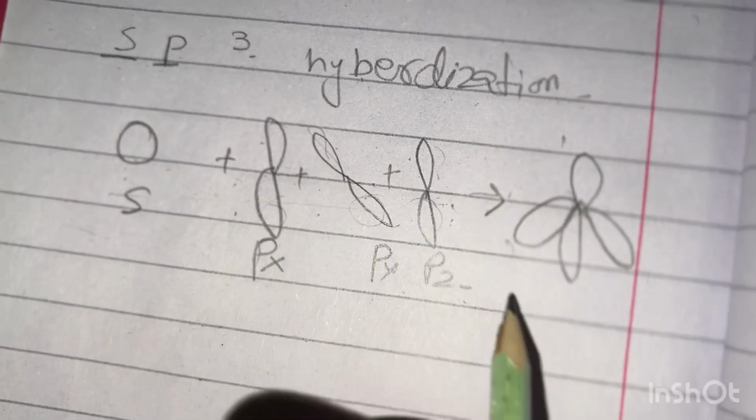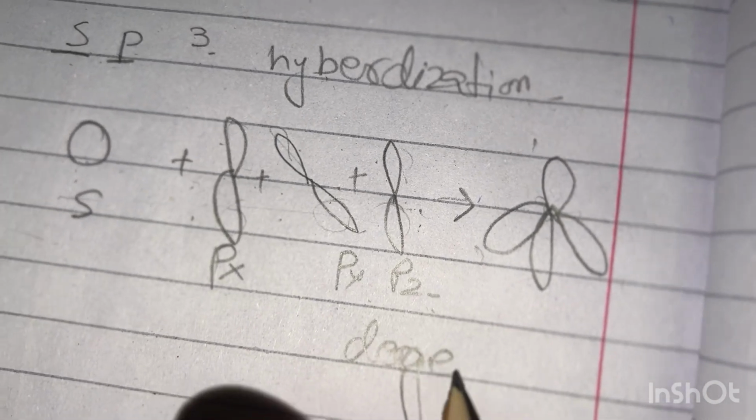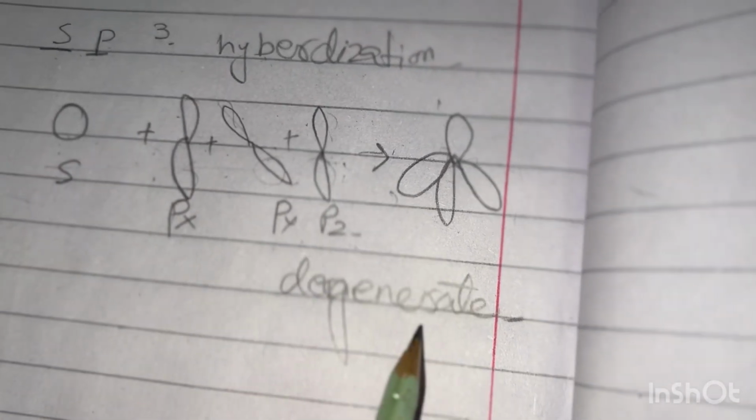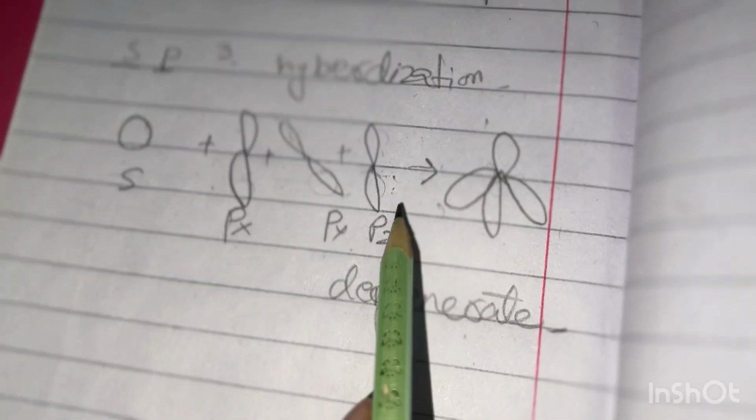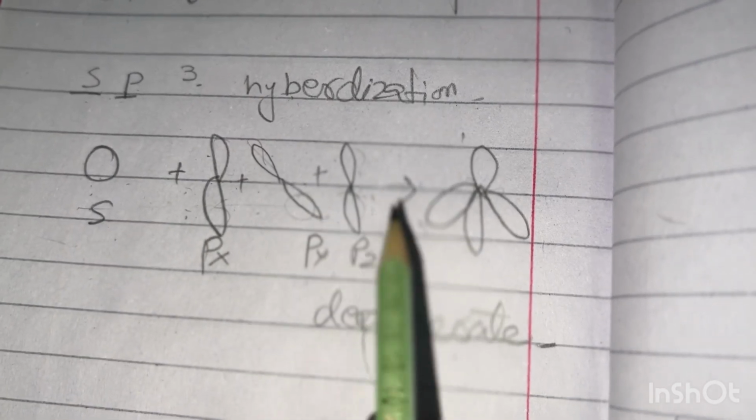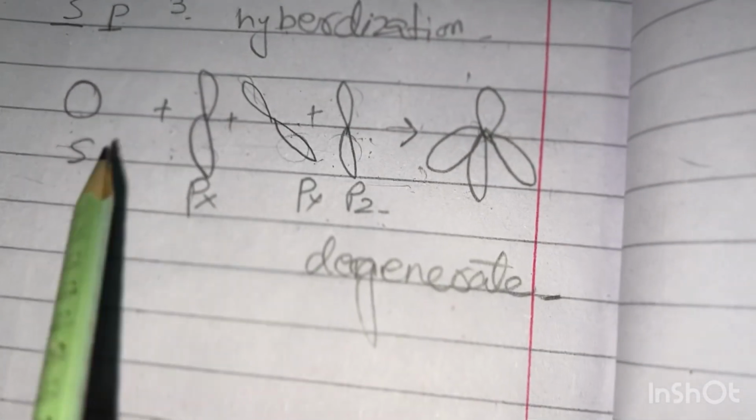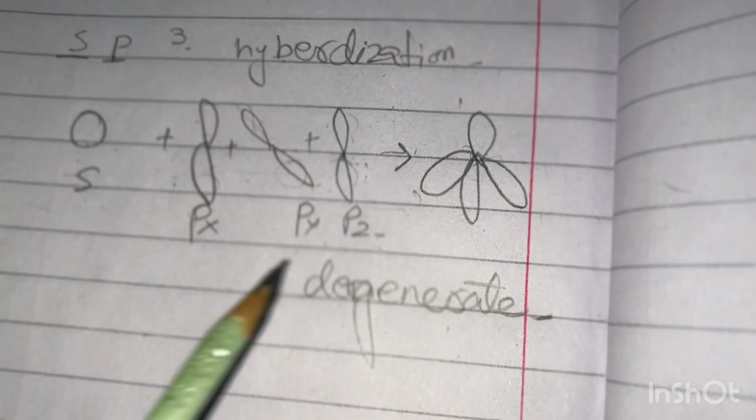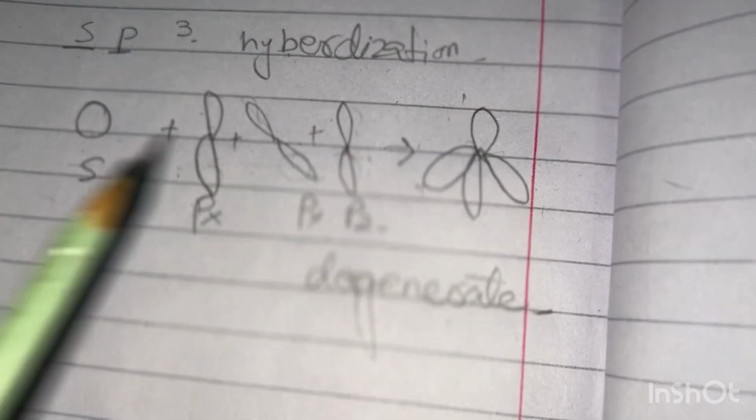These 4 are degenerate orbitals. What do you mean by degenerate orbital? Degenerate means they have the same energy. When they are in this shape as px, py, pz, they have different energies. This has low energy, these have higher energies, and so on. But when they undergo mixing, they get hybridized and become degenerate. Since they mix, they become equal in energy. So all these have the same amount of energy, same shape, but in different directions.